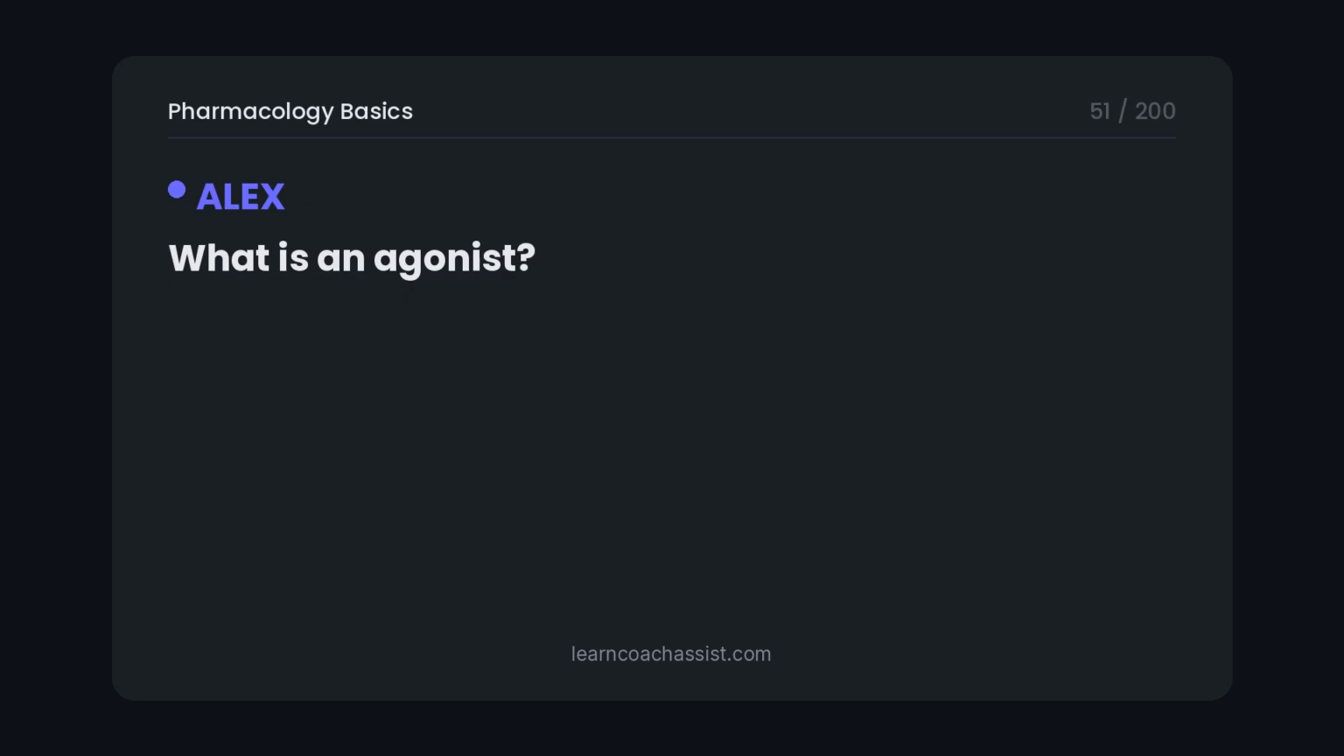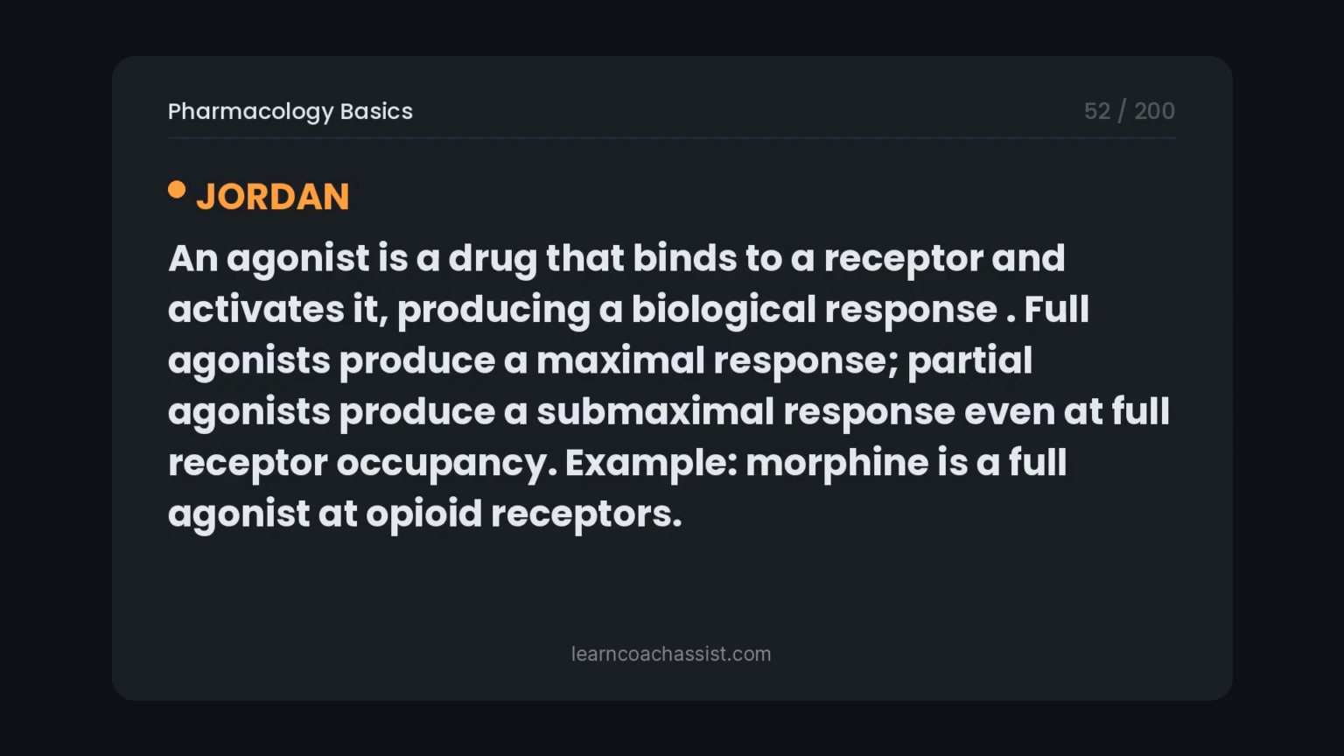What is an agonist? An agonist is a drug that binds to a receptor and activates it, producing a biological response. Full agonists produce a maximal response. Partial agonists produce a submaximal response even at full receptor occupancy. Example: morphine is a full agonist at opioid receptors.